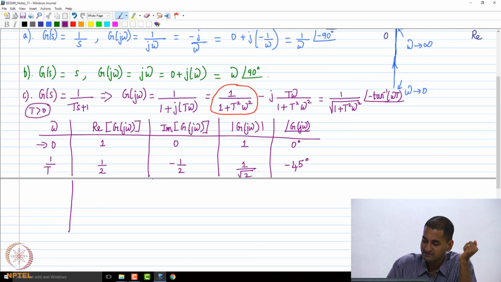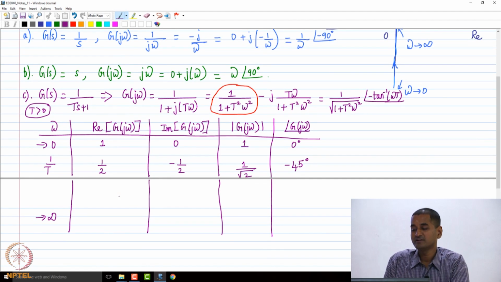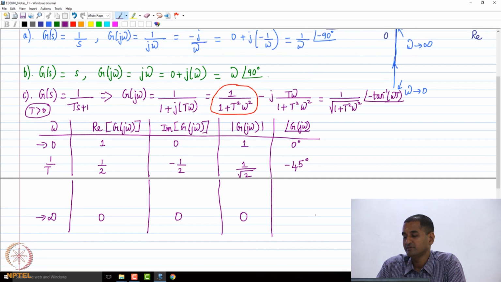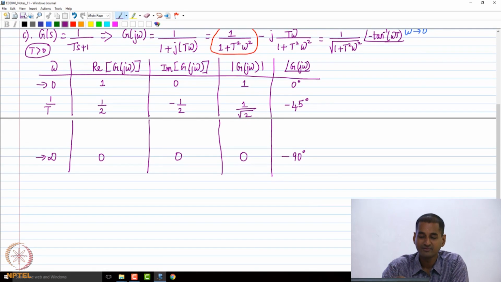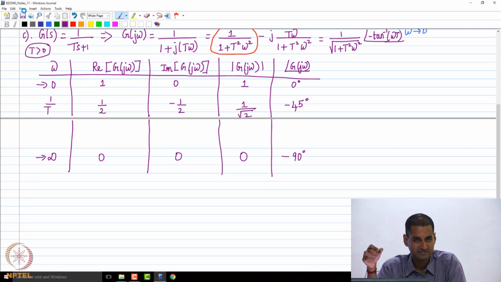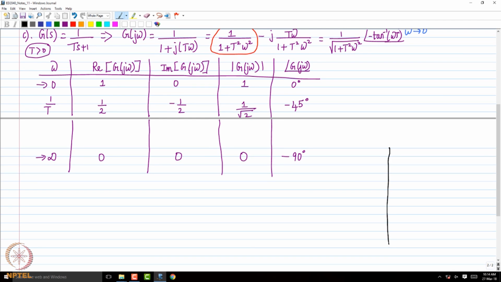So let's continue this table. Now as ω tends to infinity, what is going to happen to the real part and the imaginary part? Both will go to 0. And the phase will essentially go to minus 90 degrees; we will see why. We are going to interpret it in a different way, and we will figure it out when we draw the Nyquist plot.